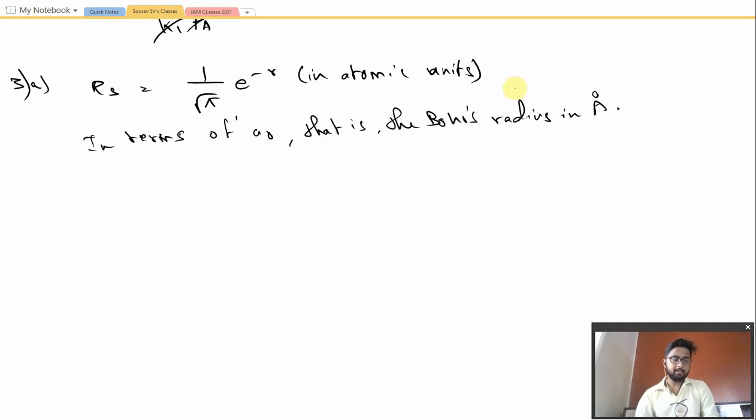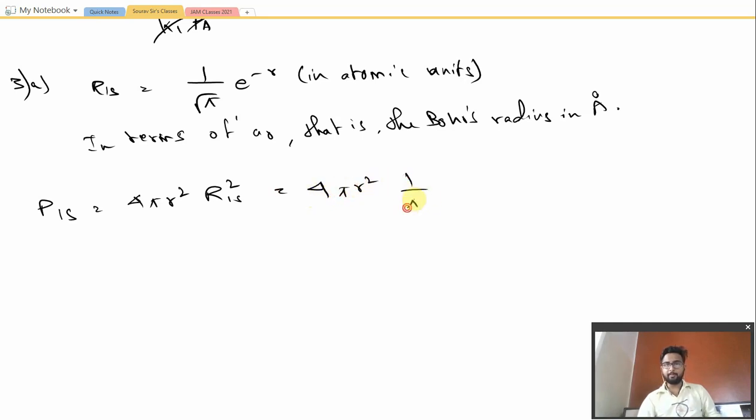So we have been given this, we have to calculate the most probable one. So the probability density for the electron P1s, obviously this is 1s, would be equal to 4 pi r square into capital R 1s square. Putting the value of capital R 1s, we get 4 pi r square 1 by pi e to the power minus 2r. So this would be the exact thing.